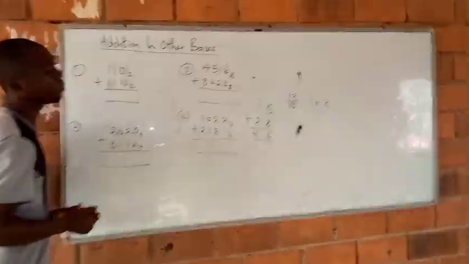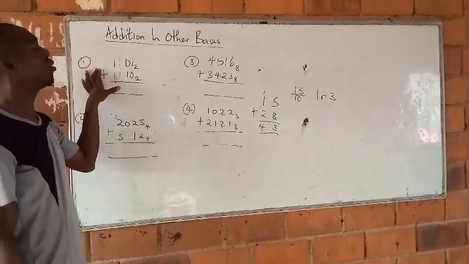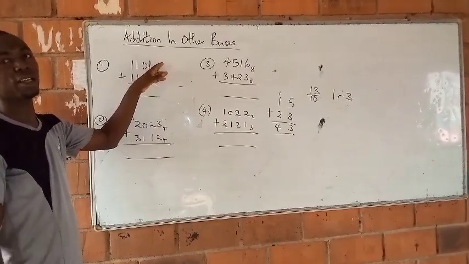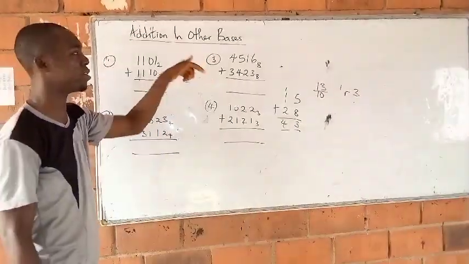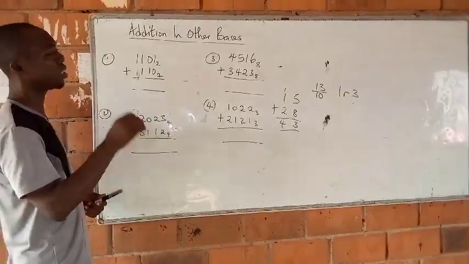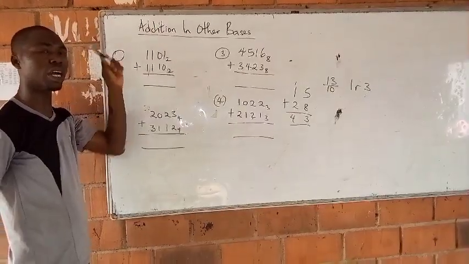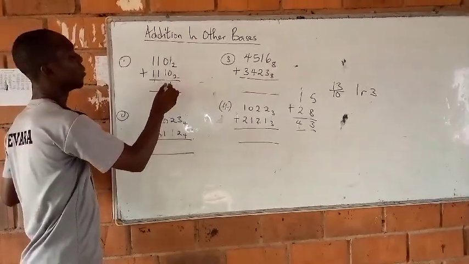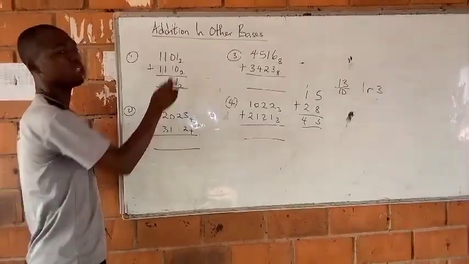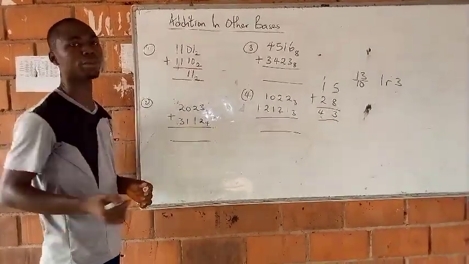So we apply the same method to other bases. Whenever you are dealing with any base and you get something that is up to or more than the base, you take the remainder and then the quotient will go to the other side. 1 plus 0 is 1. I'm writing 1 because 1 is not up to the base 2. 0 plus 1 is also 1.